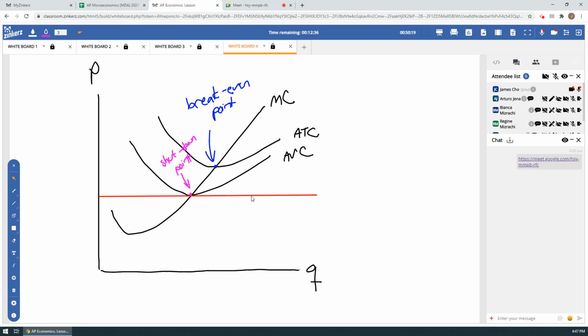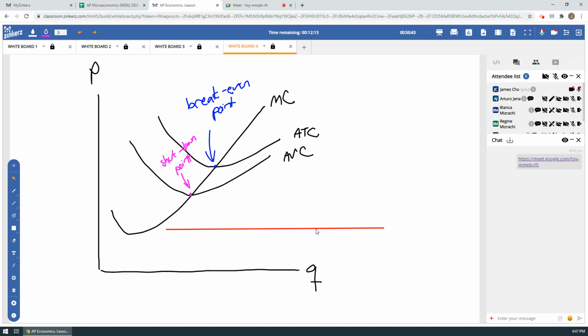Okay. So anything below the shutdown point, shut it down. Anything in between the shutdown and the break-even point, produce, but you'll be making losses. Anything above the break-even point, produce because you're going to be earning positive economic profits. Okay, so they have a special... How would I explain this?